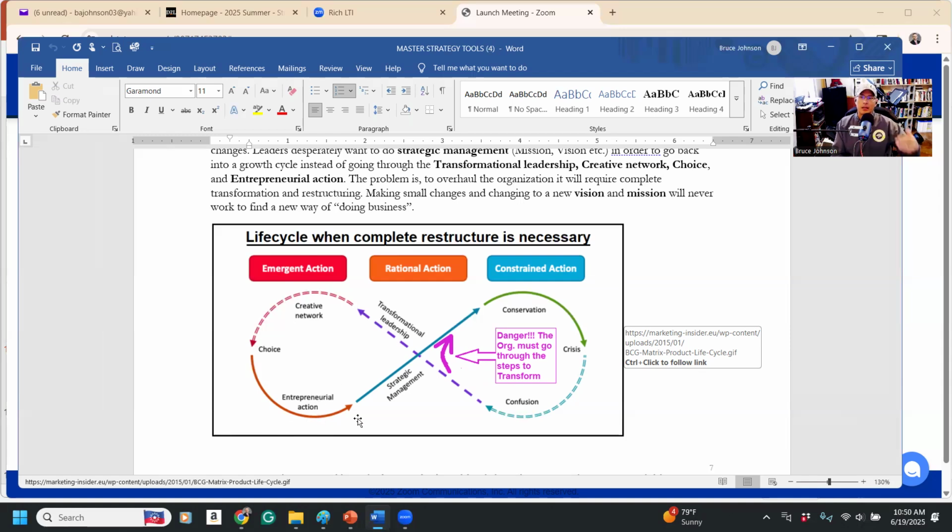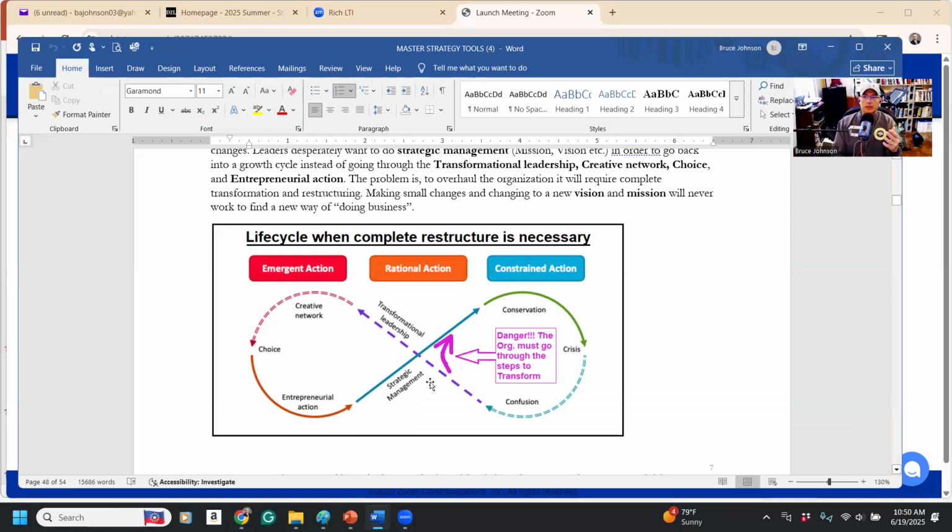Once you begin to sell it over and over again, then you figure out what to do and what not to do. That's when you implement strategic management, or strategic planning. That's when you figure out how to scale this to a higher level.